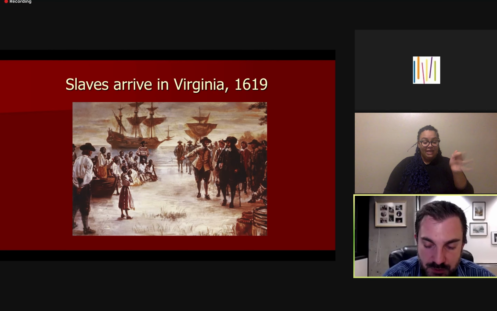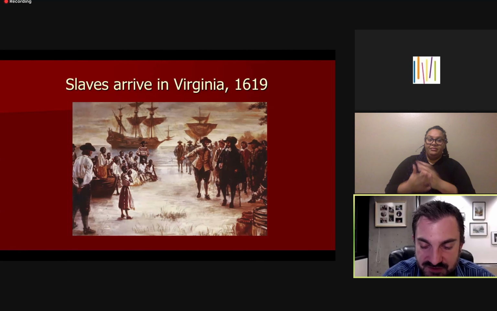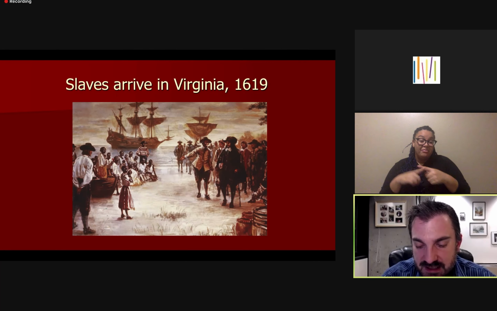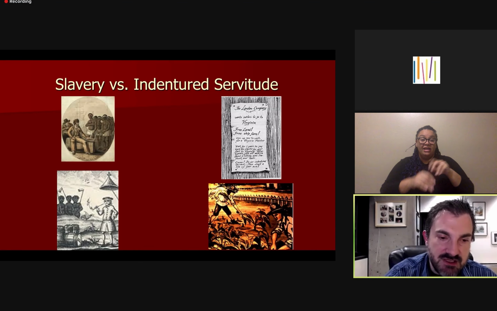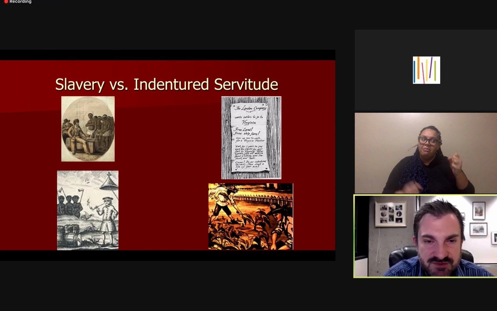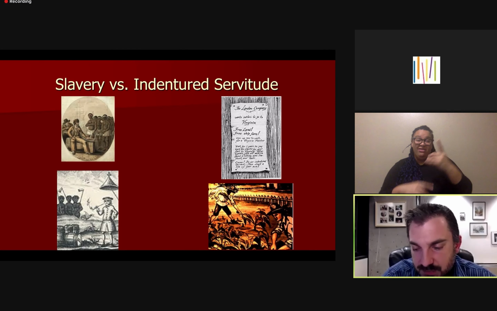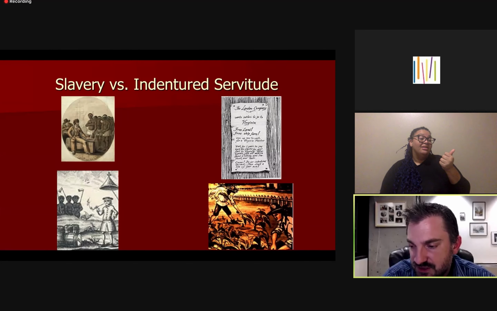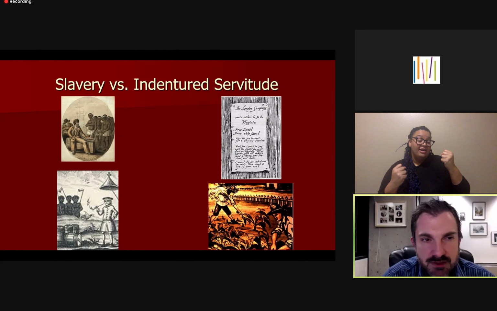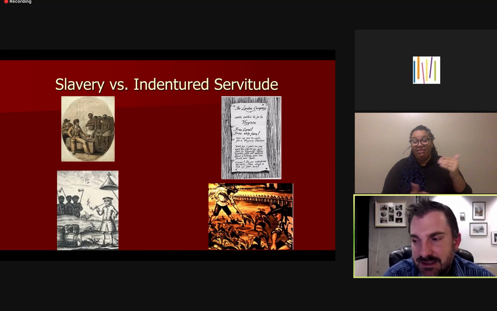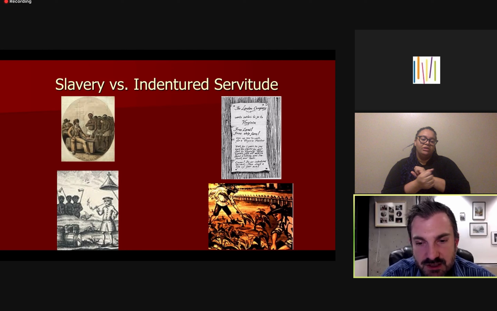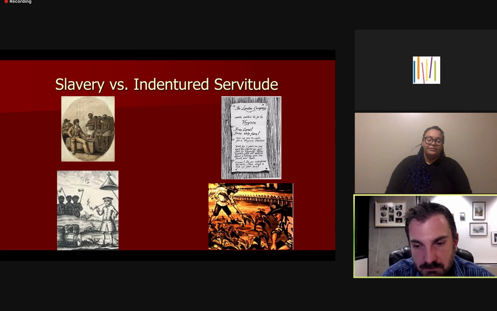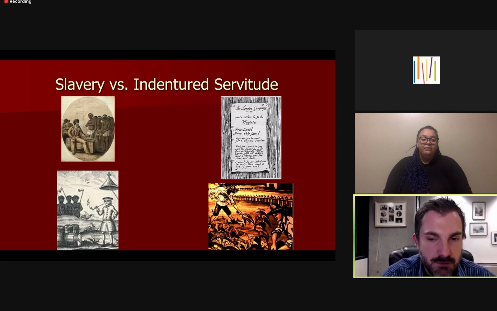We don't have a record of how many of them survived for that long, but it wasn't that many. And really the labor force in Virginia was largely based on indentured servitude for the next 50 or so years. Even by 1700, the number of slaves in Virginia was relatively low. There were about 12,000 to 15,000 Virginian colonists by 1700. Less than 1,000 of them were slaves. So most of them were servants or former servants.